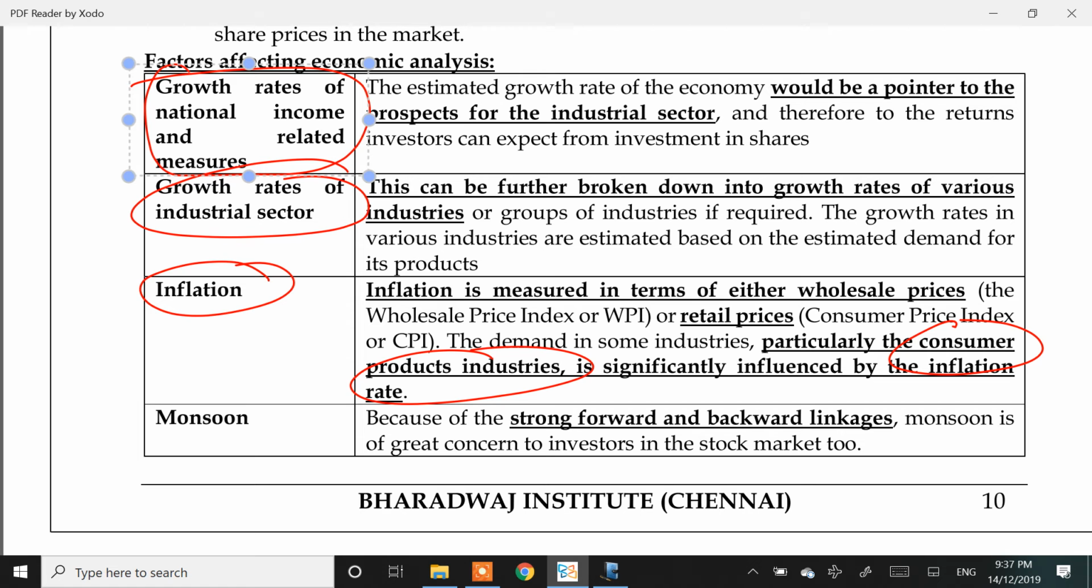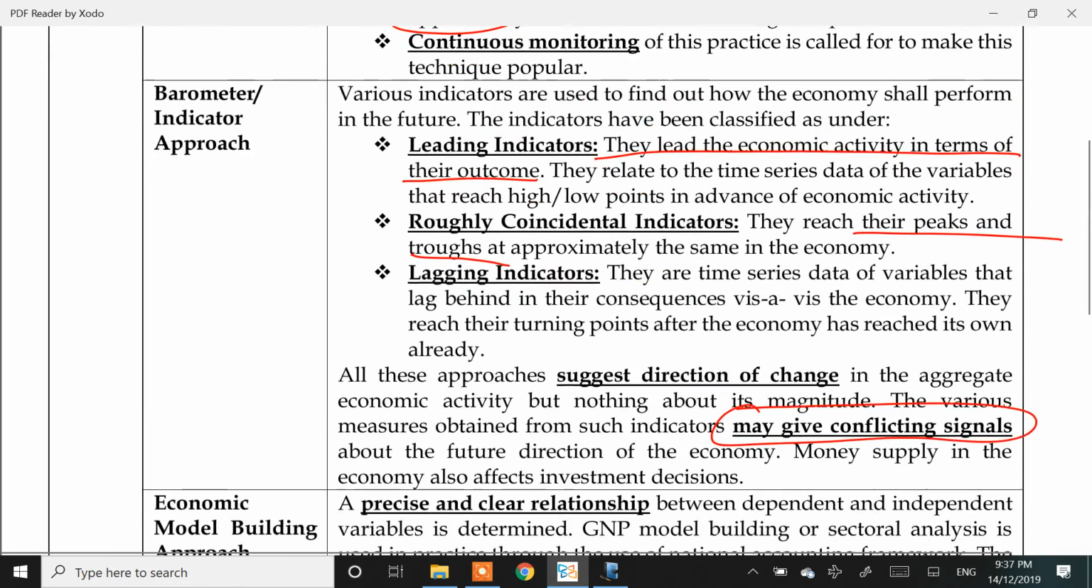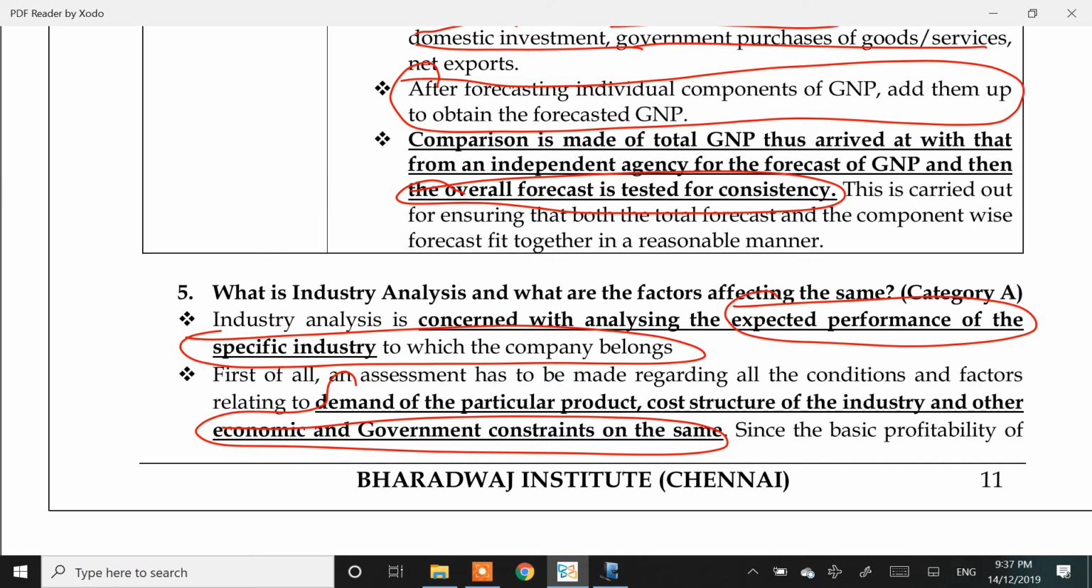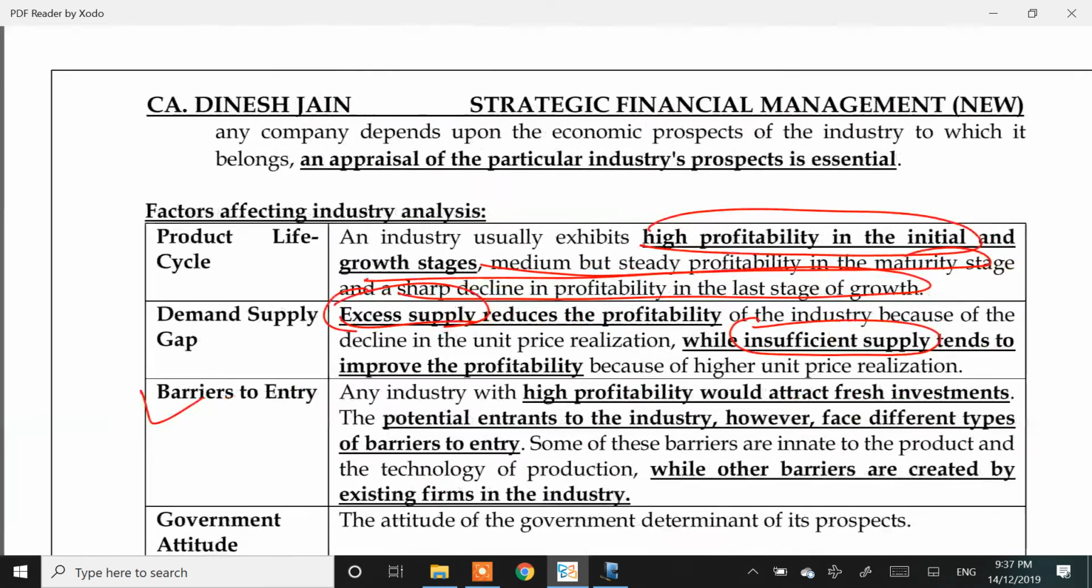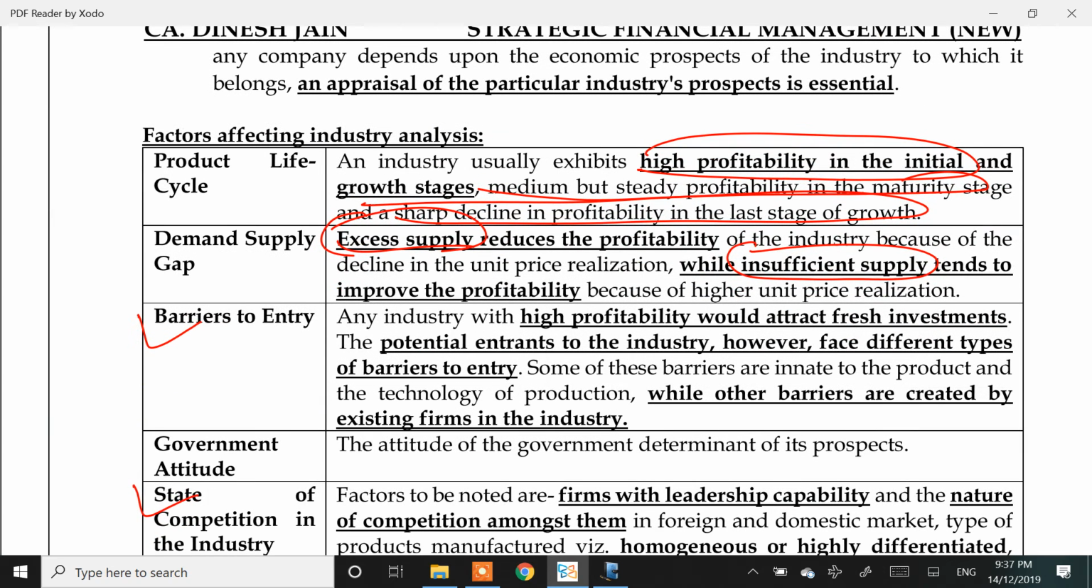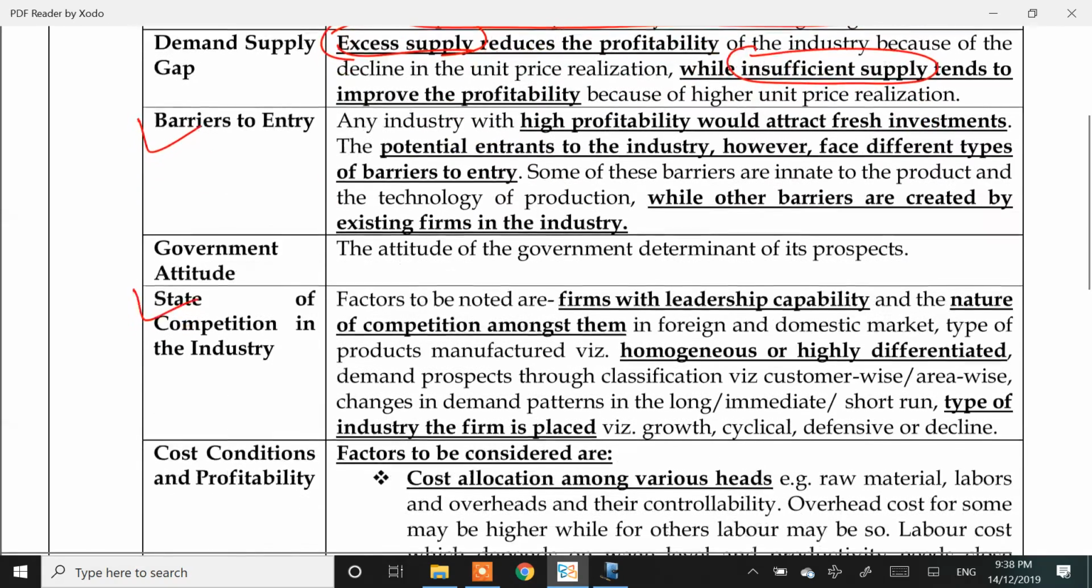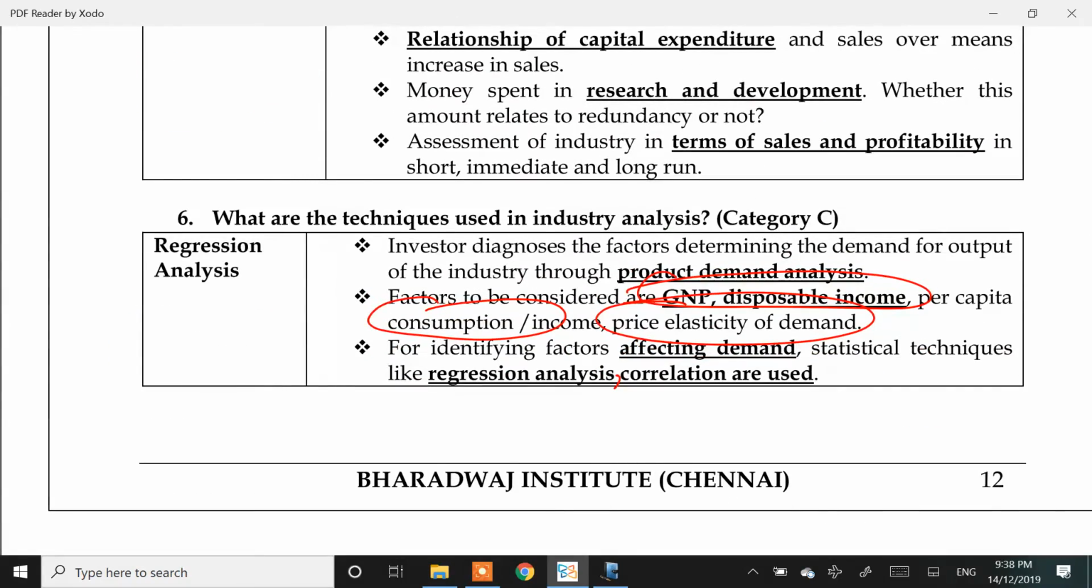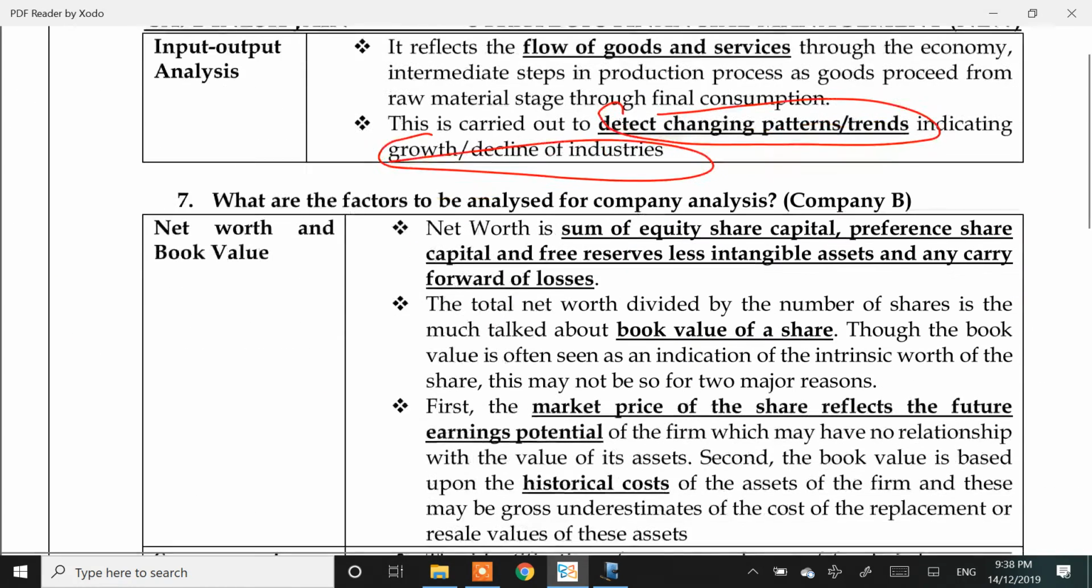There are three techniques to do this. One is your barometer or indicator approach, anticipatory surveys, and economic model building approach. Then we saw something called industry analysis, which is trying to analyze individual industries, how are they going to perform. Again, there are multiple factors which can impact it. Some of the factors of Porter's five forces model come into picture, like barriers to entry, intensity of competition, product life cycle, research and technology, government attitude. And what are the techniques we use? We use a regression analysis or a correlation analysis to find out this, and also an input-output analysis.